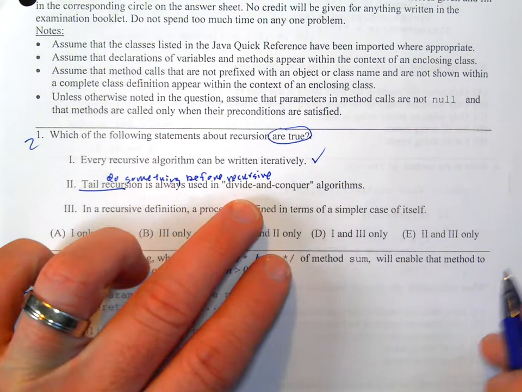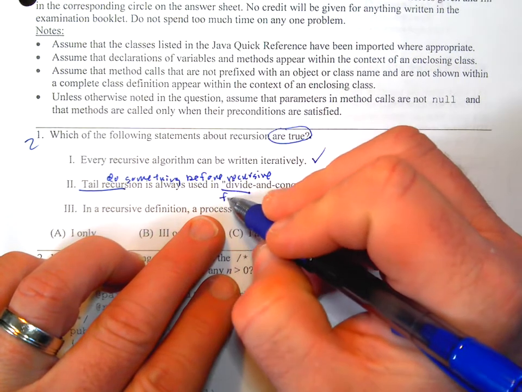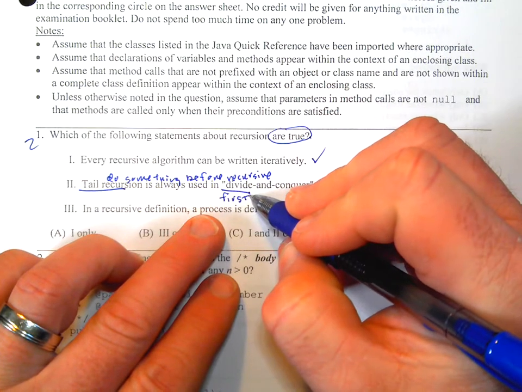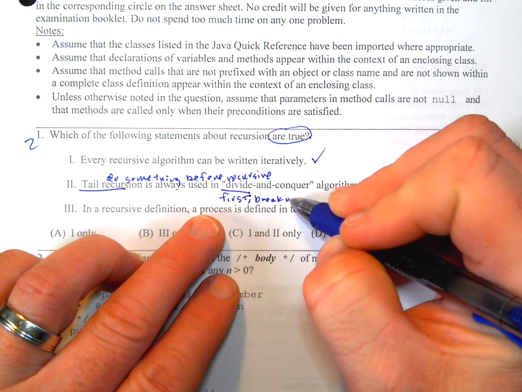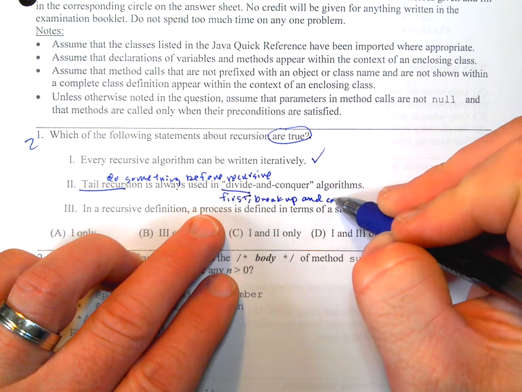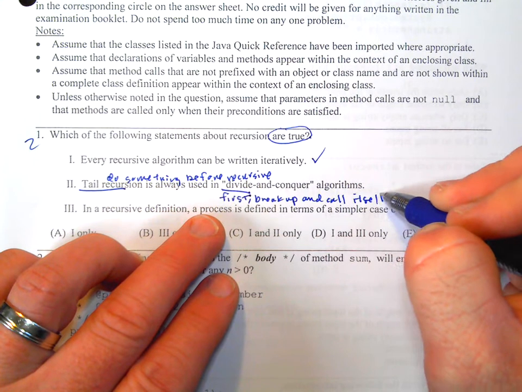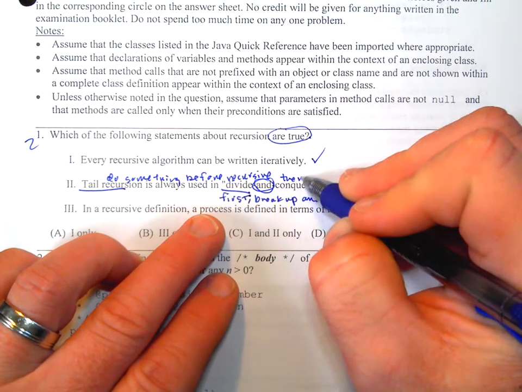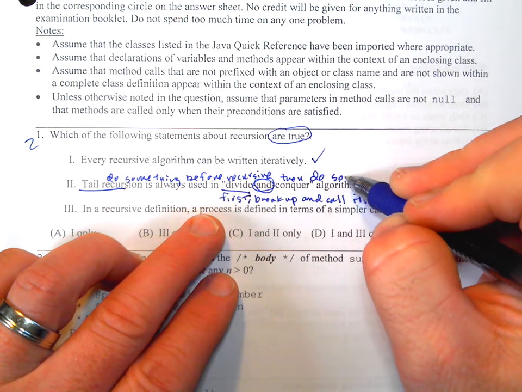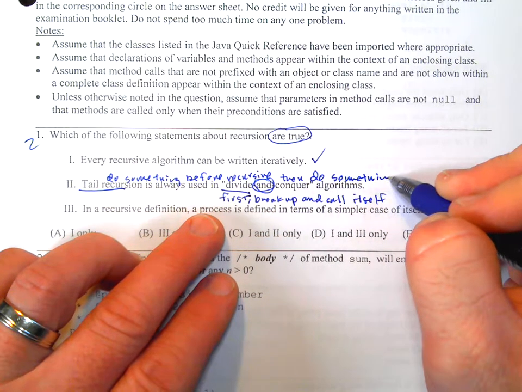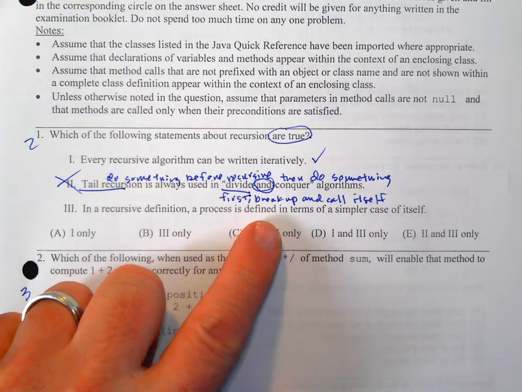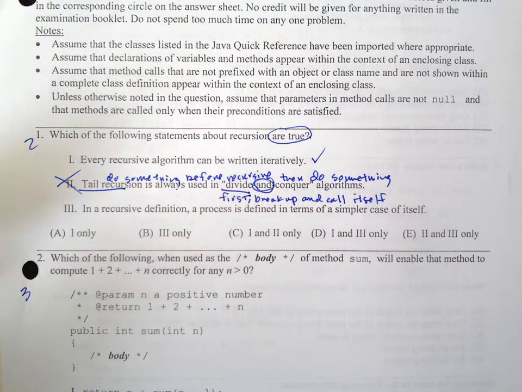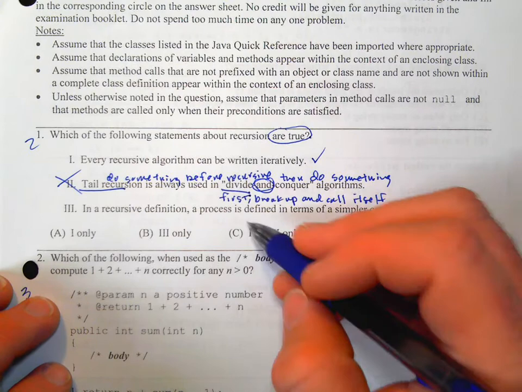Divide and conquer is to first break things up and call itself, and then conquer. This is when you do something. So this is not tail recursion. This is the other version. So that one's out. In a recursive definition, a process is defined in terms of a simpler case of itself. Yes, it calls a simpler version of itself. So it should be 1 and 3 only.